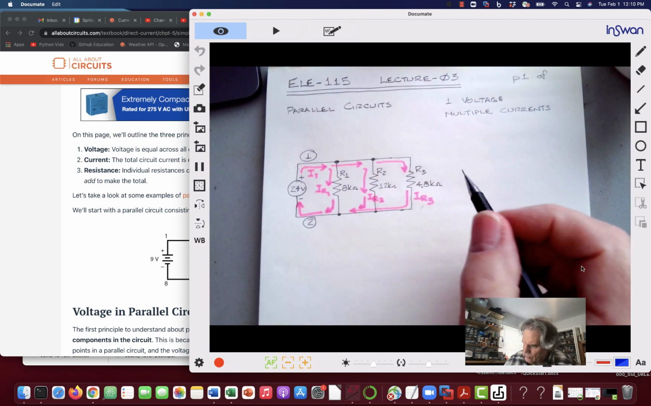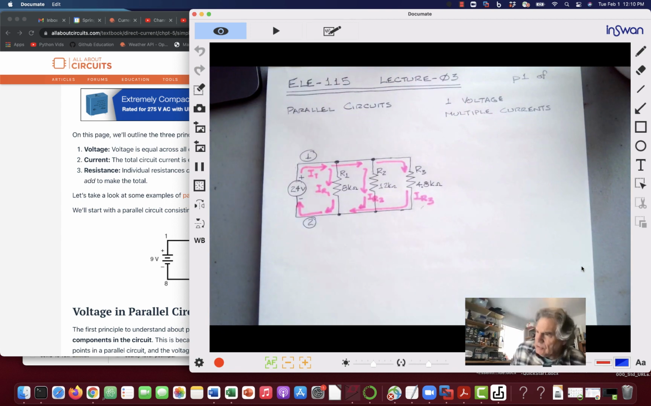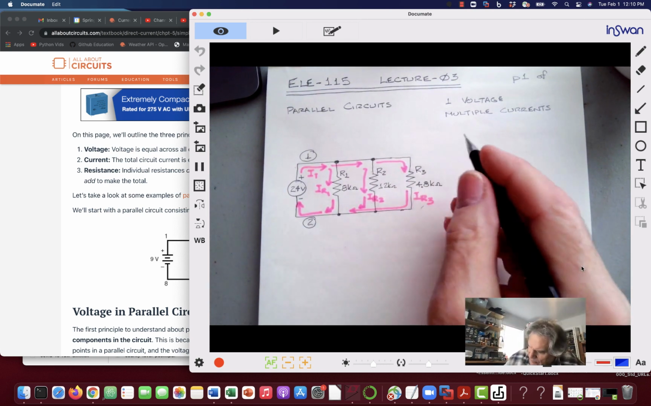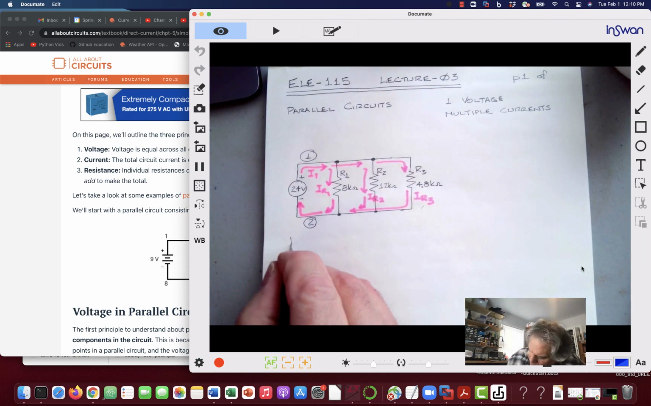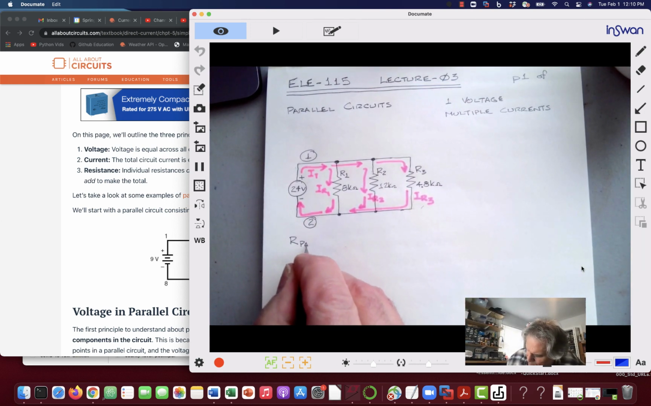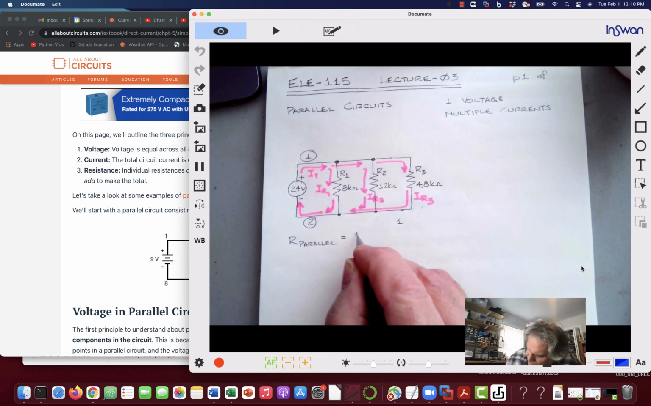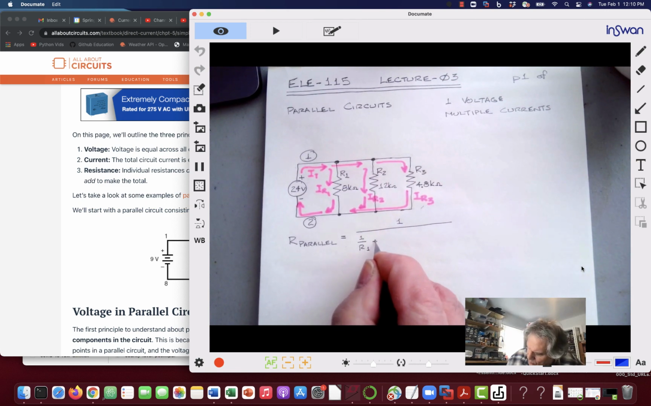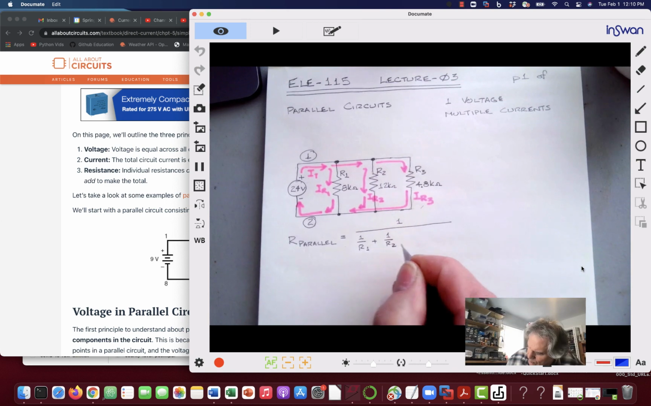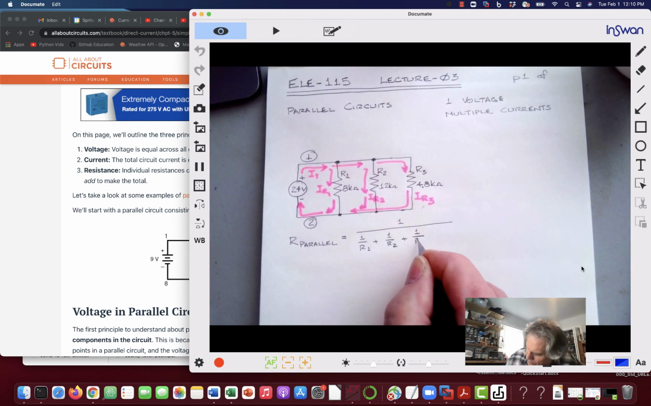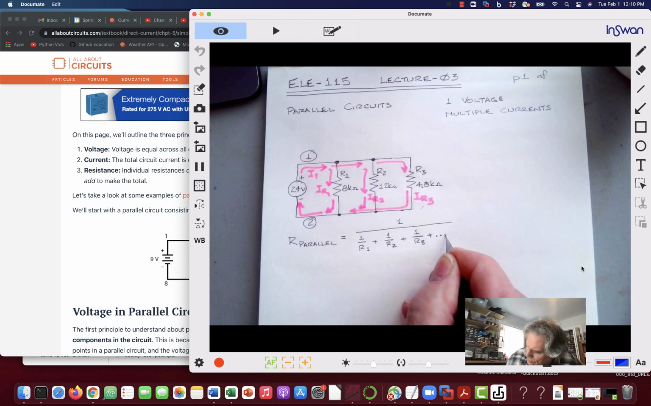Okay, so there's only one voltage. So there's a couple different ways you could solve this circuit. If I want to go with what I call the total resistance method, I have to find the total resistance, and the formula, there are a couple formulas here. R parallel is equal to, this is the master formula that always works, 1 over R1 plus 1 over R2 plus 1 over R3 plus as many resistors as you've got.